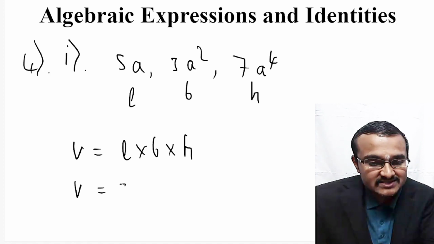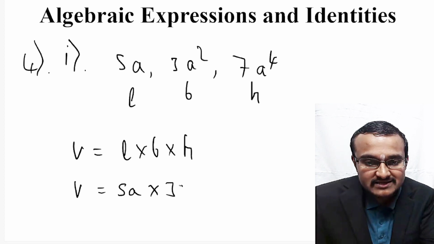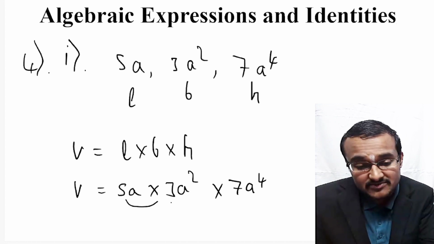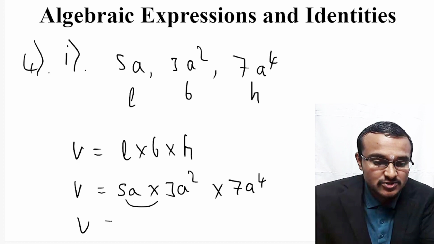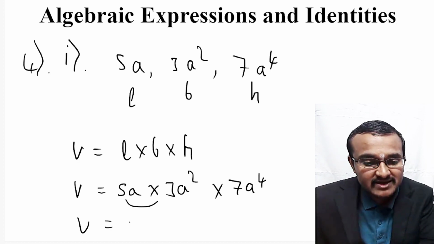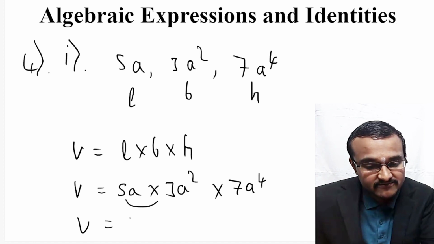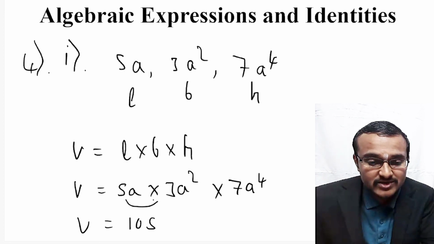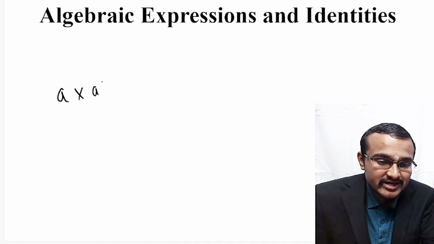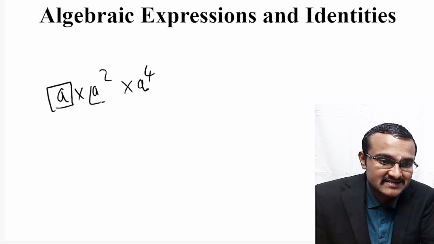So V is equal to, what is length? 5a. What is breadth? 3a square. What is height? 7a power 4. So here you can perform multiplication between 5, 3 and 7 directly. 5 3s are 15. 15 into 7 will be 90 plus 15, that is 105. So here you can see a into a square into a power 4 is there.